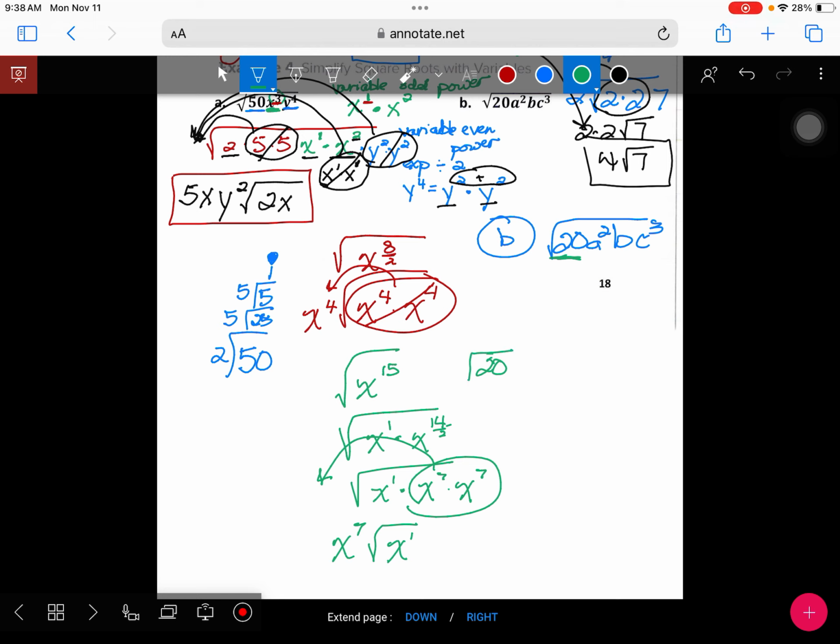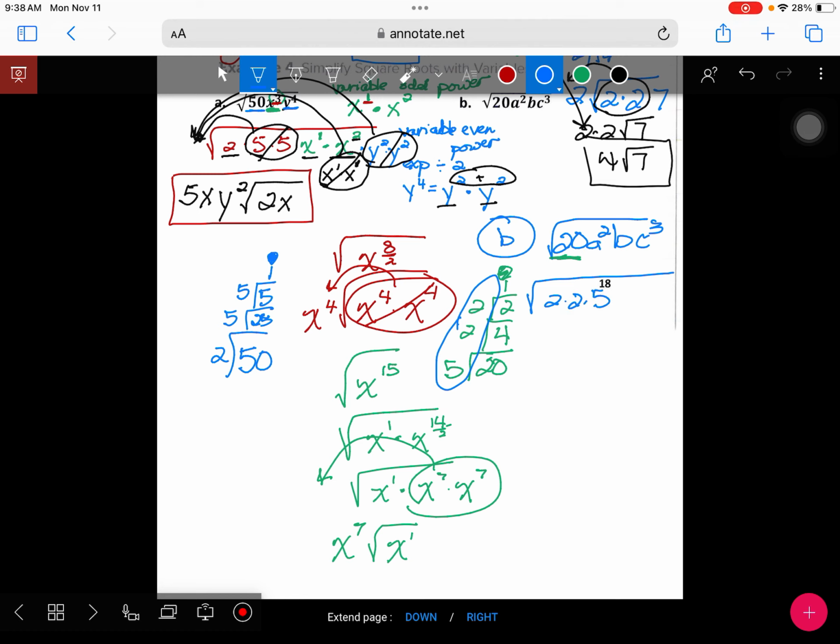20 is even. It also does end in a 0. Let's divide it by 5 because 5 is prime. And that gives me 4. 4 is even. Divide it by 2. You get 2. 2 is even. Divide it by 2. And there's my birthday candle. Do not include 1 with the birthday candle. So the prime factorization of 20 is 2 times 2 times 5.